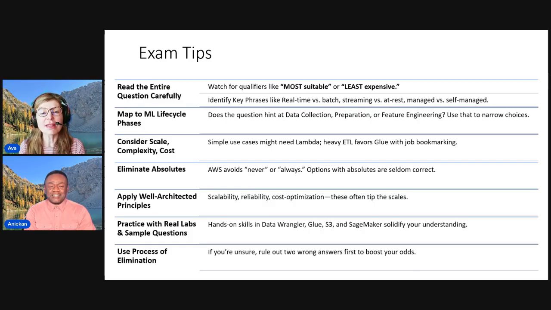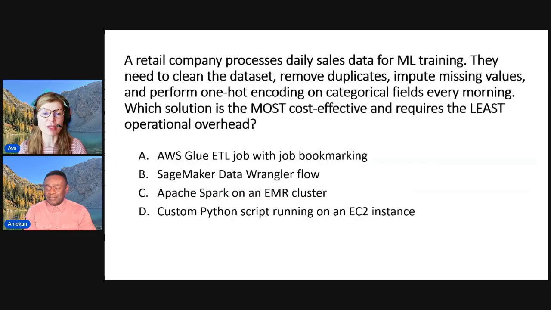So let's see how these techniques can be applied to a couple of practice questions. You ready, Aniakan? I'm ready. Let's do it. All right. So I'll go ahead and read the first sample question. A retail company processes daily sales data for machine learning training. They need to clean the data set, remove the duplicates, impute missing values, and perform one hot encoding on categorical fields every morning. Which solution is the most cost effective and requires the least operational overhead?